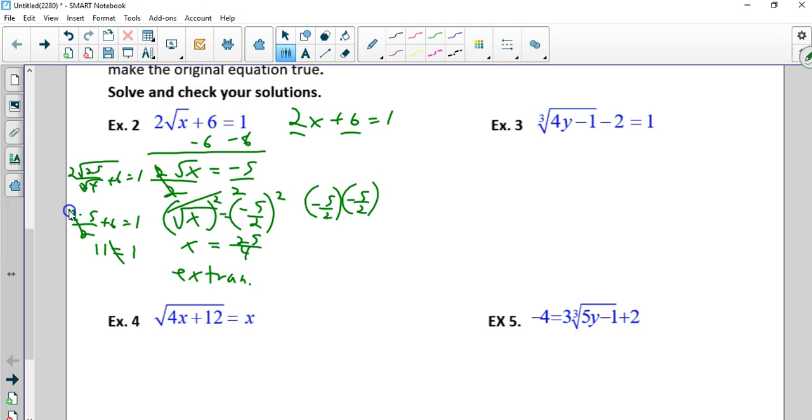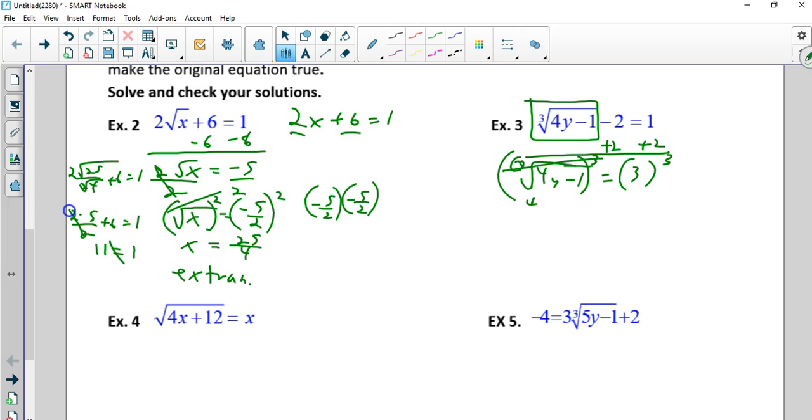Okay, so here we have a cube root, and then we have this extra minus 2. So we're going to add 2 to both sides. And that's going to leave me with the cube root of 4y minus 1 equals 3. Since this is a cube root, we're going to cube both sides. This makes this go away, leaving us 4y minus 1 equals 3 times 3 is 9, times 3 is 27. Now we're right back to good old equation solving. 4y equals 28, divide by 4, y equals 7. Now we plug it back in and check. 7 times 4 is 28. Minus 1 is 27. The cube root of 27 is 3. 3 minus 2 is 1. This answer checks out.